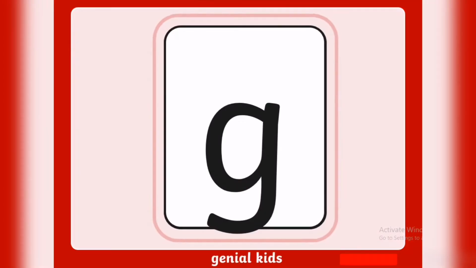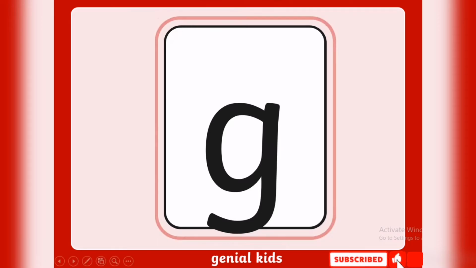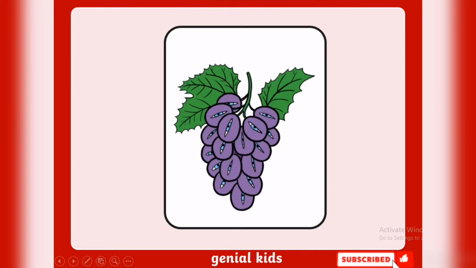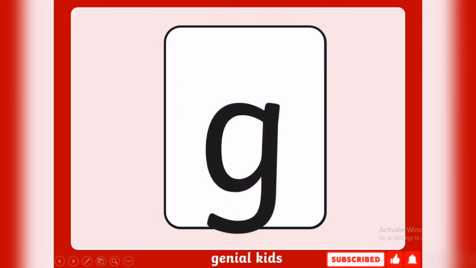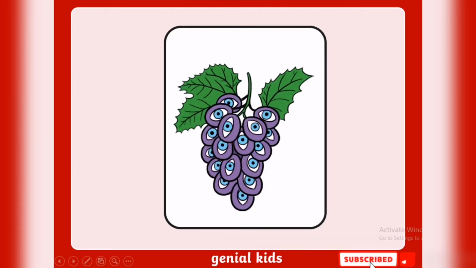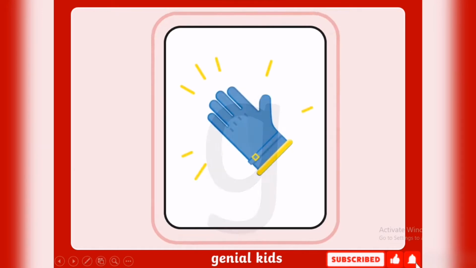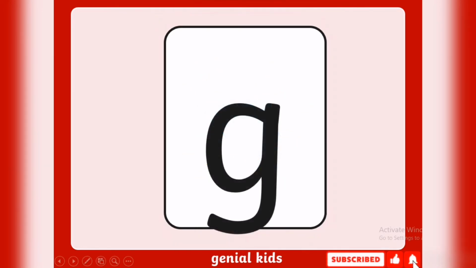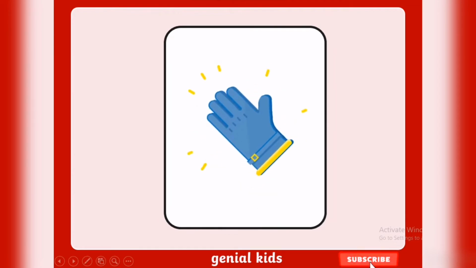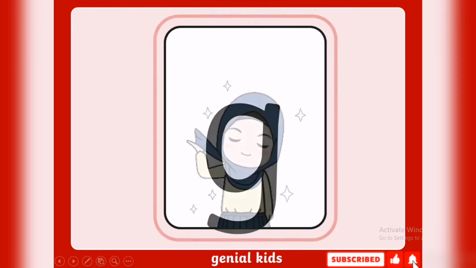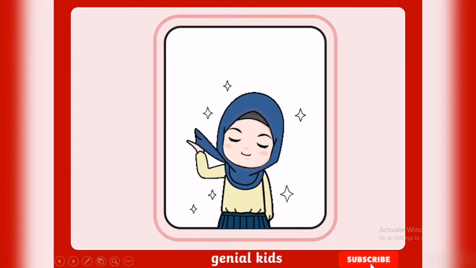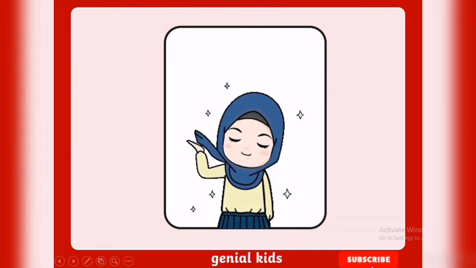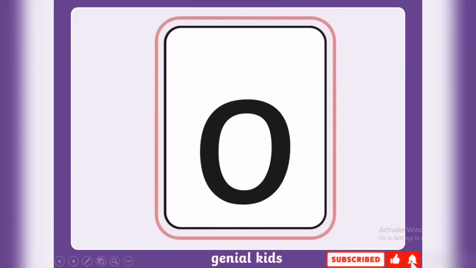Okay, the sound here is G. G. Grapes. G. Glove. G. Girl. G. Alright, and let's move on to another sound.